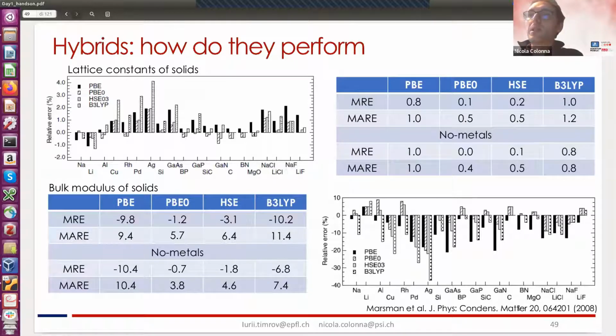In this paper, they benchmark a few hybrid functionals, PBE0, actually PBE0, HSE and B3LYP, and look at the lattice constant of solids and the bulk modulus of solids. And also in this case, you see that the error, at least for PBE0 and HSE, is reduced compared to PBE, and the same is true for the bulk modulus.